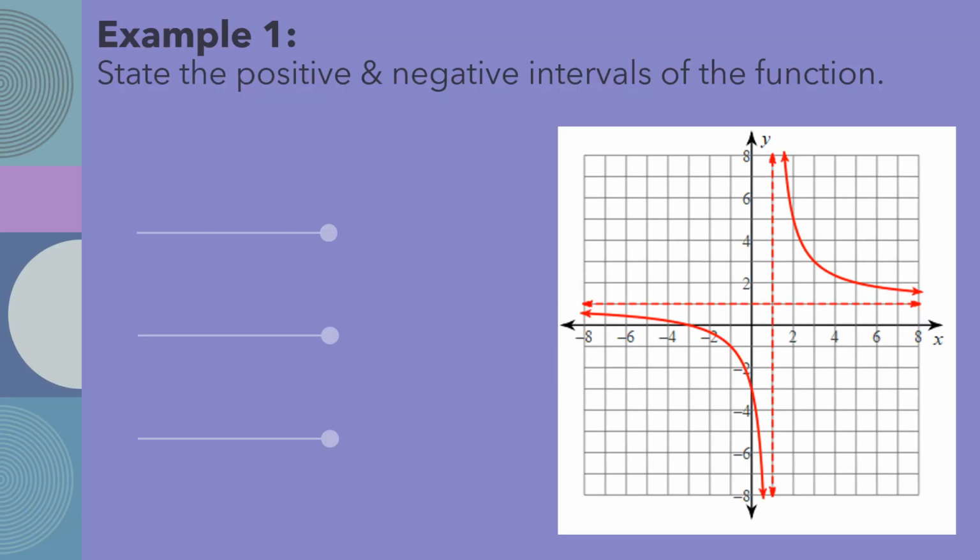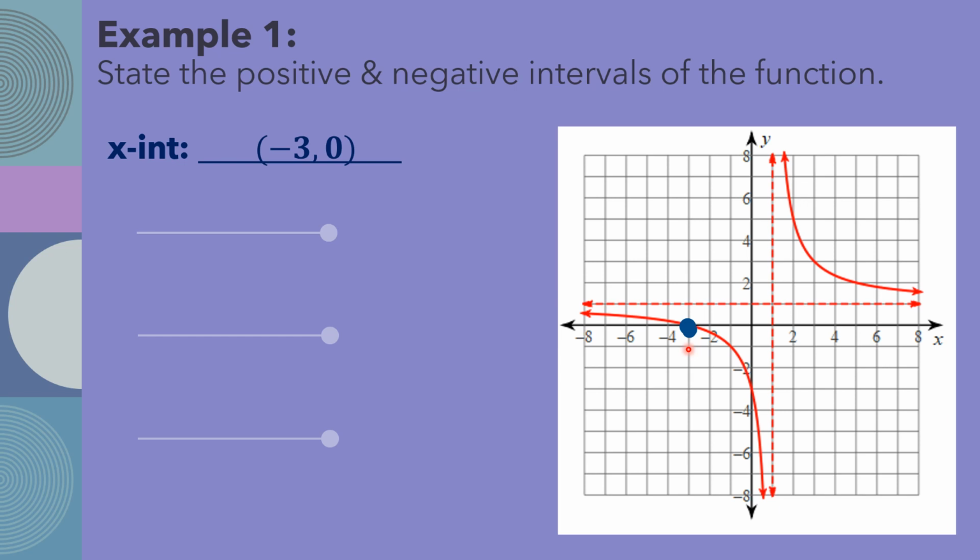All right, now we're going to go through 3 examples of positive and negative intervals, then increase and decrease, and lastly, end behavior. So example 1, state the positive and negative intervals of the function. Remember, for this, we need to determine the x-intercept. Where does the graph cross the x-axis? In this case, at x equaling -3.